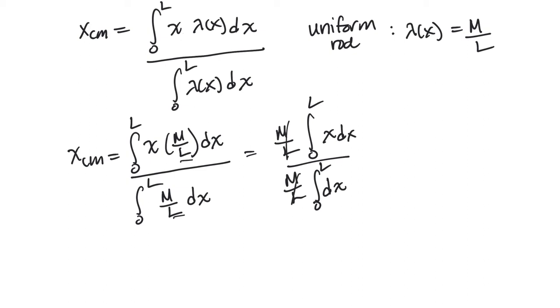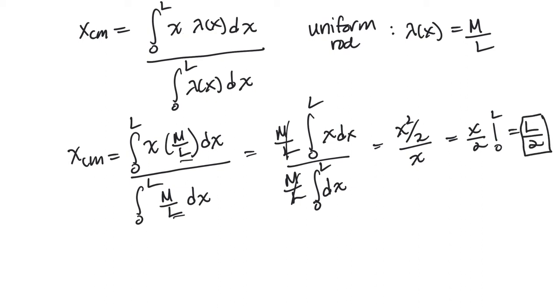So this cancels. And this becomes x squared over 2. And the integral of dx is just x. X squared over 2 divided by x is just x over 2. And we evaluate that from 0 to L, and we get the known result of L over 2. The center of mass of a uniform rod is right in the middle, L over 2 away from the edge.